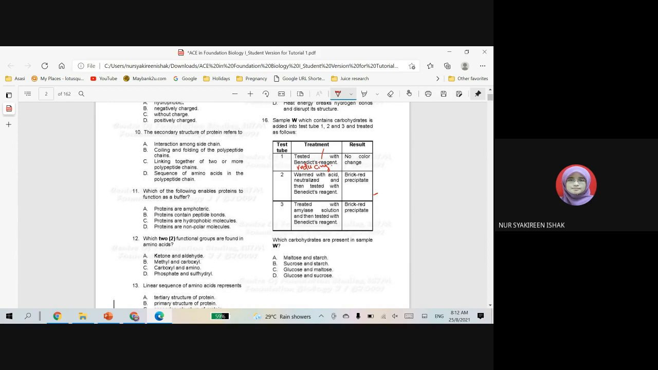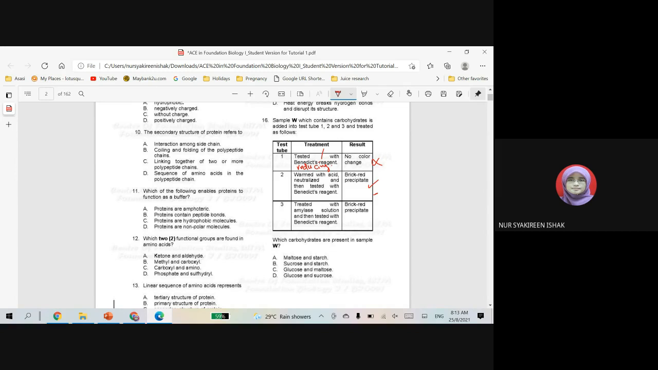And then kita tengok number 2, warm with acid, neutralized and then tested with Benedict reagent. So it produces brick red precipitate. Okay, so this one should contain reducing sugar. Yang number 1 does not contain reducing sugar. This one contains reducing sugar because it tested positive.